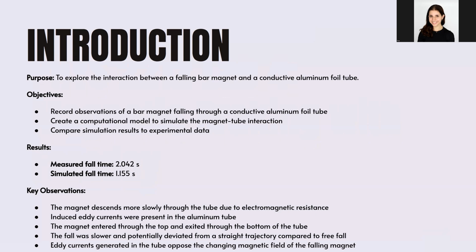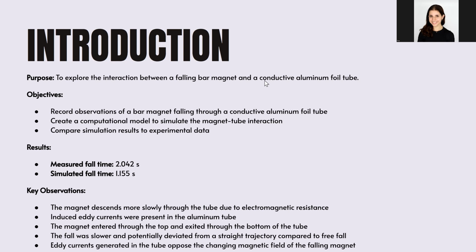So in real life, I got from my experiment that it took the magnet 2.042 seconds to fall through the aluminum foil tube. And with the code that I made, it took 1.155 seconds. So there were a couple of key observations that I got from this lab.